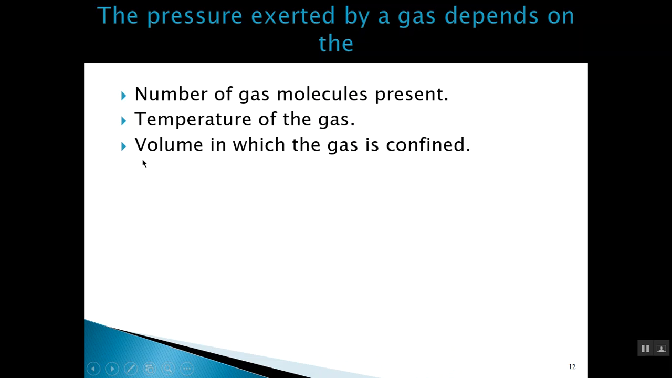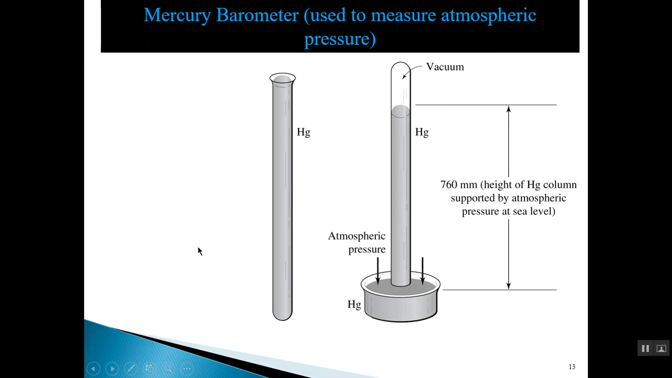All right. The volume in which a gas is confined, that also makes sense in light of the kinetic molecular theory, because if you could reduce the volume suddenly, then the average distance that the particles will move will be shortened, and therefore they will collide with the walls of the container more frequently, resulting in a greater pressure exerted by the gas.